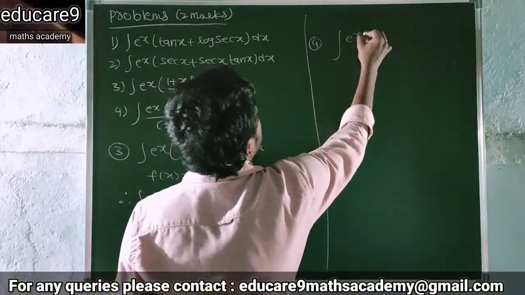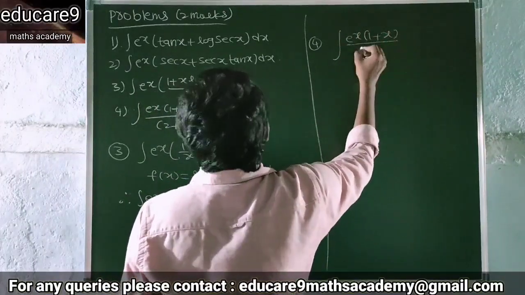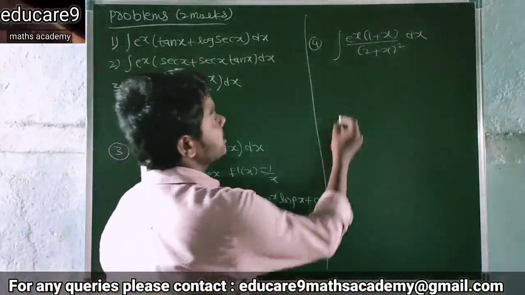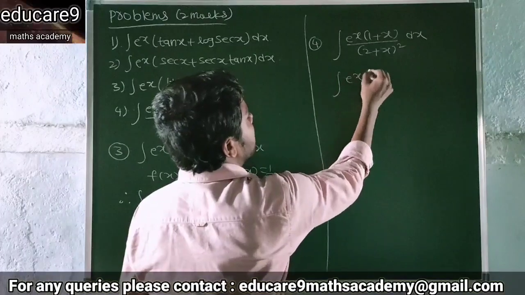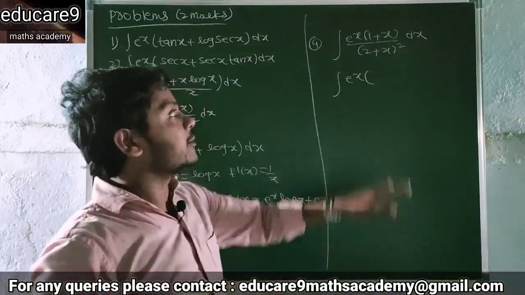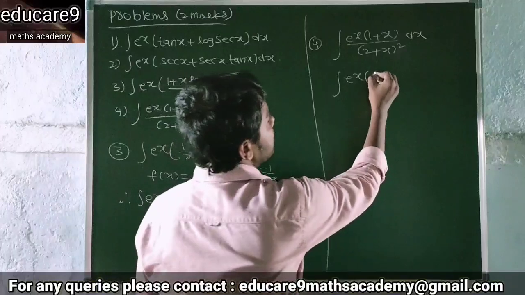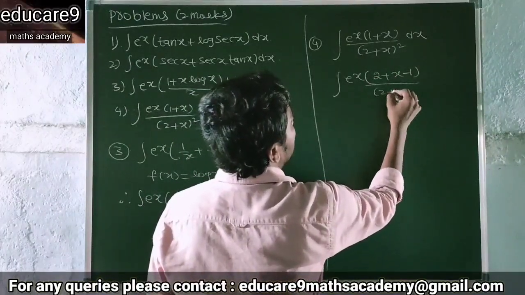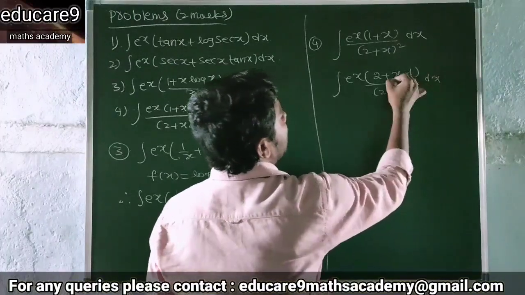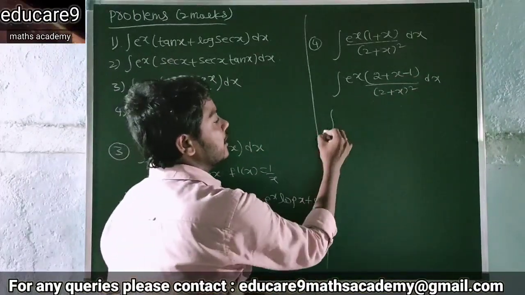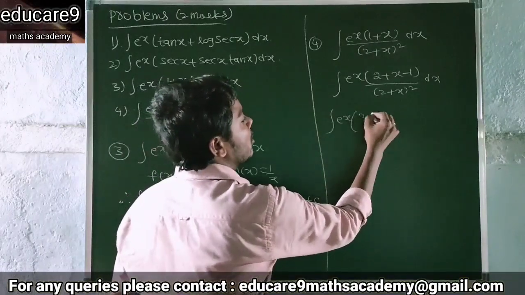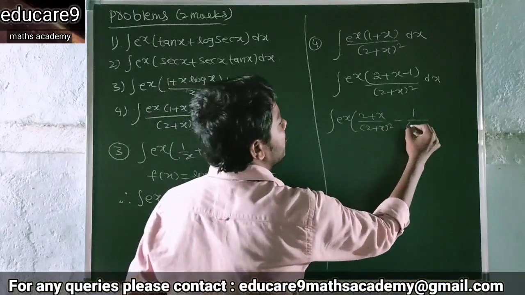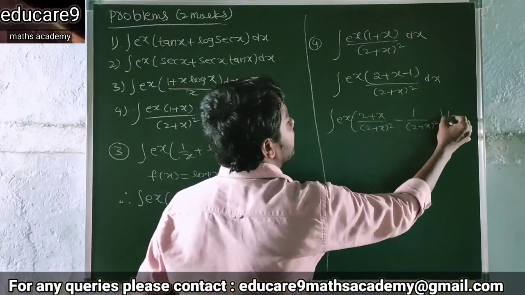Integration of e power x into 1 plus x by 2 plus x whole square dx. See here this can be written as e power x. This 1 plus x write in terms of 2 plus x. So that is 2 plus x minus 1. So divide by 2 plus x whole square dx. Now here separate the terms. What you get? Integration of e power x into 2 plus x by 2 plus x whole square minus 1 by 2 plus x whole square dx.